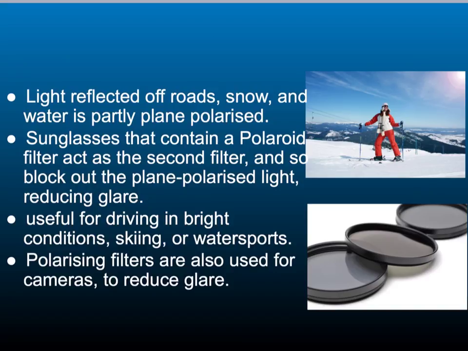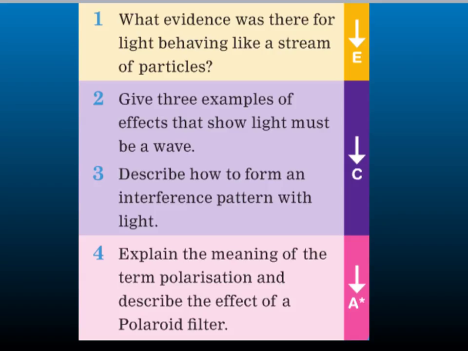So why are these filters useful for us? Well, light is reflected off roads, snow and water. It's only partially plane polarised. Sunglasses that contain Polaroid filter act as a second filter and so block out any of the glare. This can be useful for driving in bright conditions, skiing or water sports. Polarising filters can also be used with cameras to reduce the glare when taking pictures.